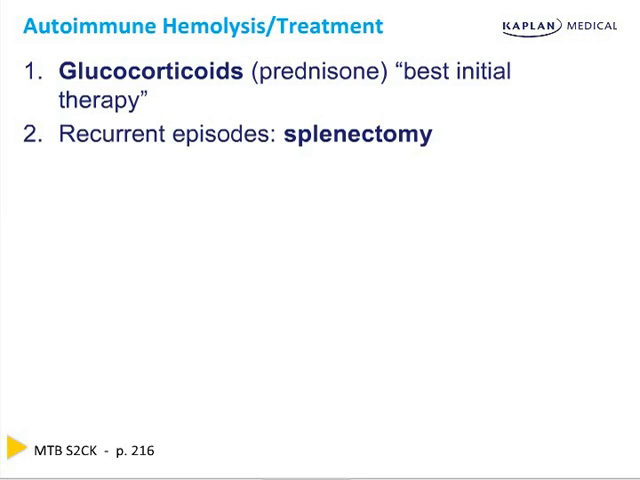And now, what happens if there's recurrences? You stop the steroids and it comes back, and you start the steroids again and it gets better. You stop the steroids and it comes back. You got to remove that spleen.